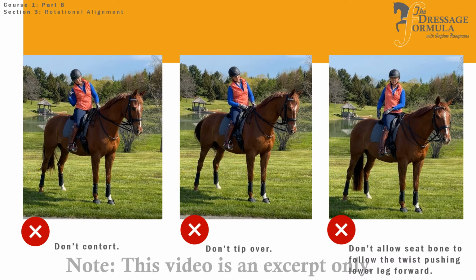Note that the rotational twist is not about leaning to one side and collapsing the waist or hip. This is a fault and in fact can lead to weighting the opposite seat bone and creating the opposite effect on your horse than you originally intended.